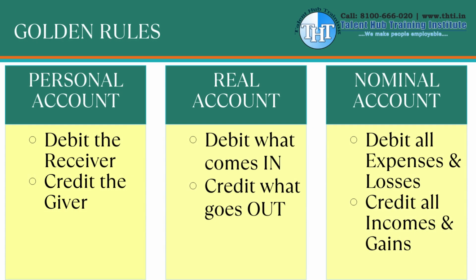Now we will learn the golden rules. For personal account, receiver is the debit and giver is the credit. For real account, debit what comes in and credit what goes out. For nominal account, expenses and losses are debit and incomes and gains are credit.